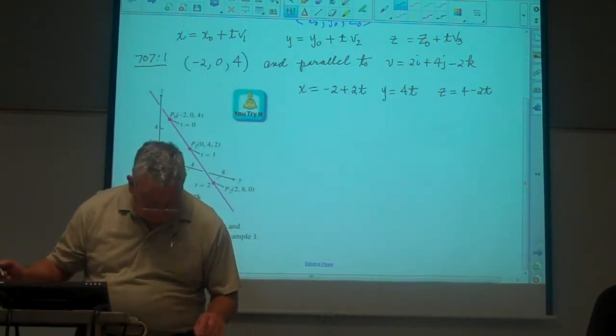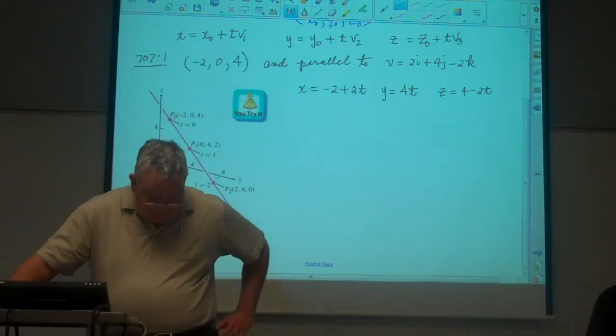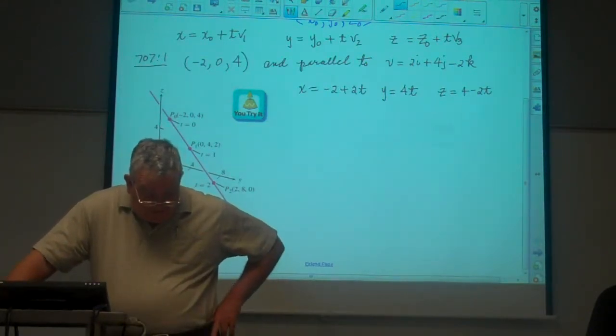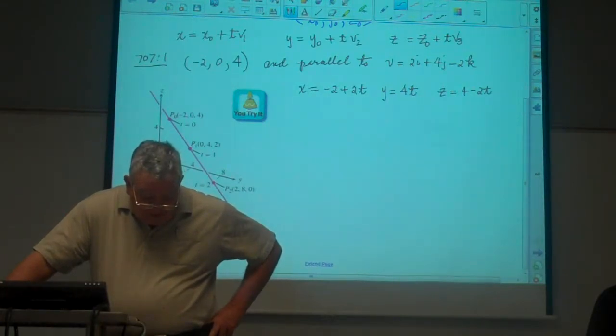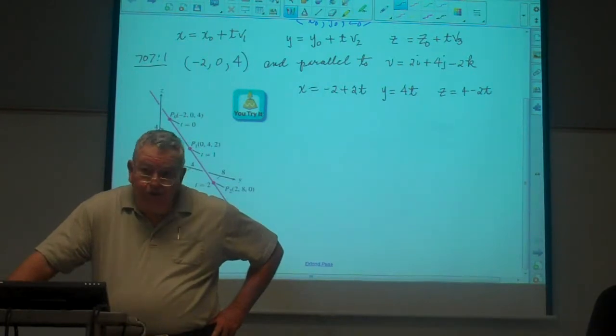Next is, I never understood next, to be honest with you. Says parameterize the line segment joining the 2 points. That's what we just did. That's what we just did, is we found a line segment joining 2 points.